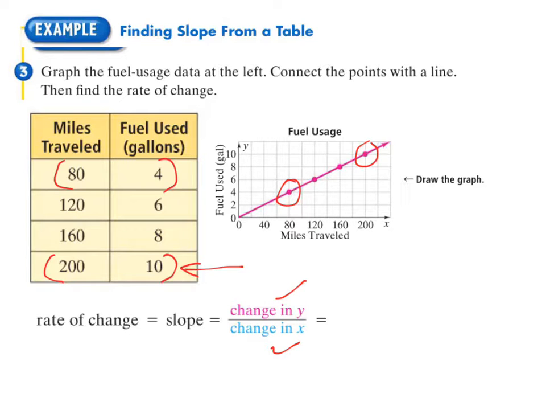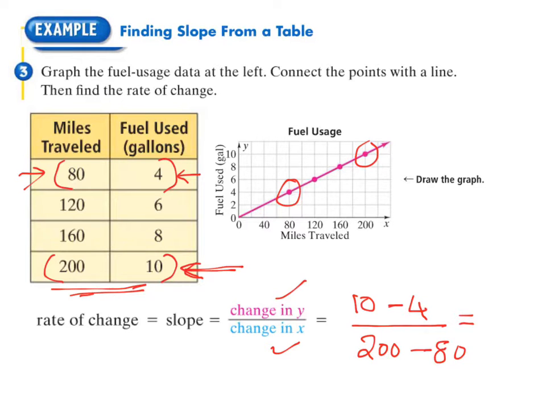What is the y coordinate of this? 10. So 10 minus, what is the y coordinate of the first point? 4. Divided by change in the x. Because we picked up this point first, we must take the x coordinate from the same point first. So the x coordinate of that is 200 minus, what is the x coordinate of the first point? 80.